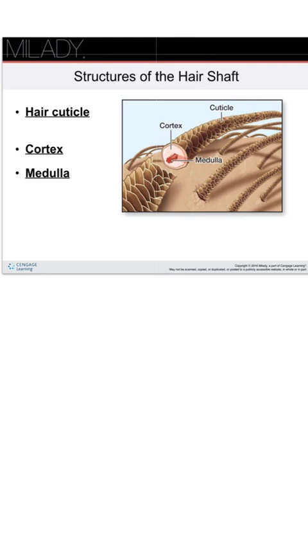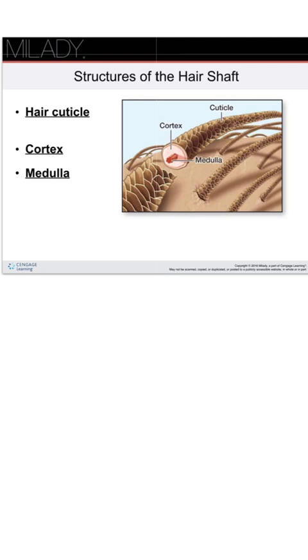I like to think of the hair shaft as being like a pencil. If you think about it, the inner part of a pencil is the lead. The inner part of a hair shaft is the medulla. So the medulla would be the lead of the pencil. The cortex, which is where you find most of the protein and the structure which makes the hair strong, is the middle section of the hair. The cortex of your pencil would be the wood portion of the pencil.